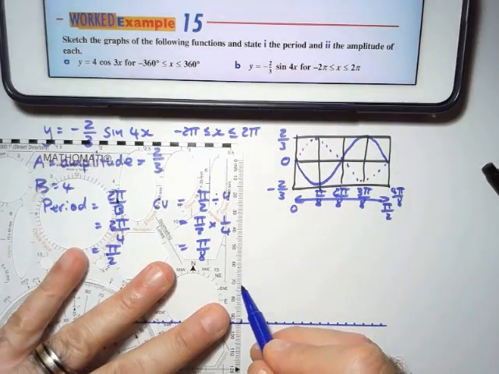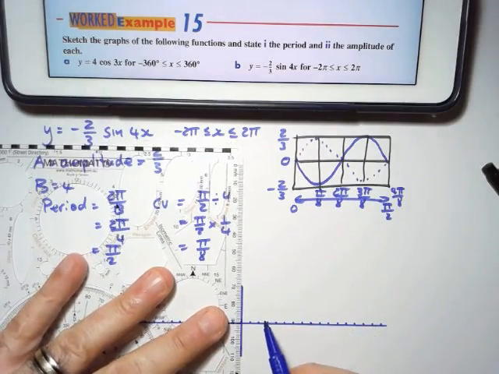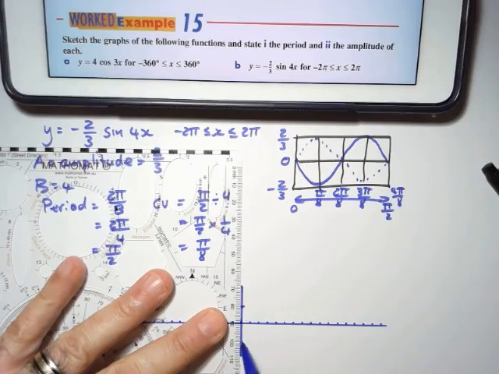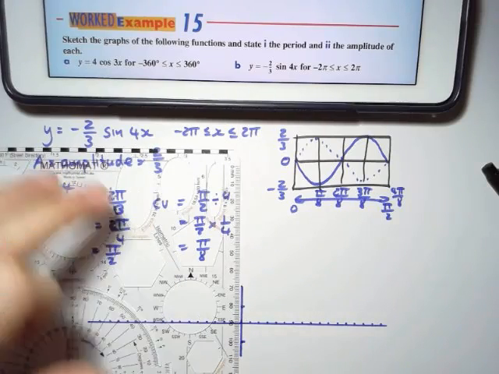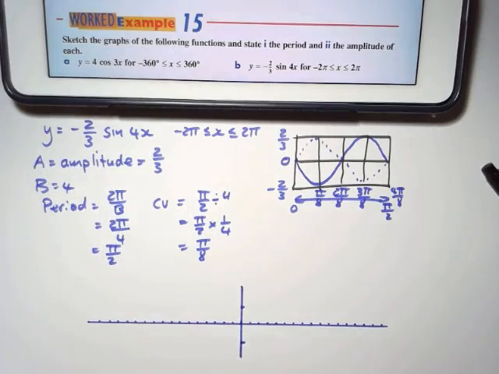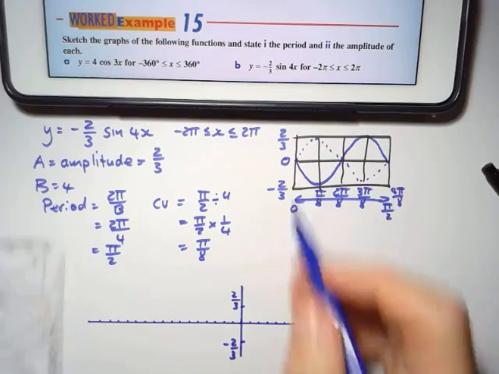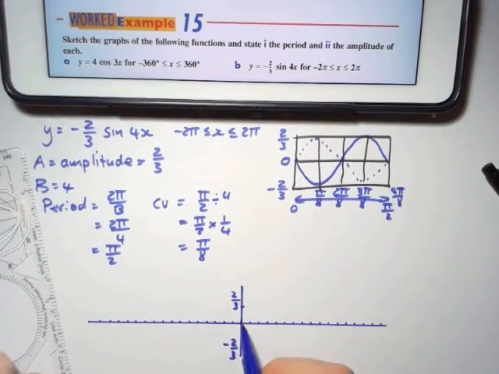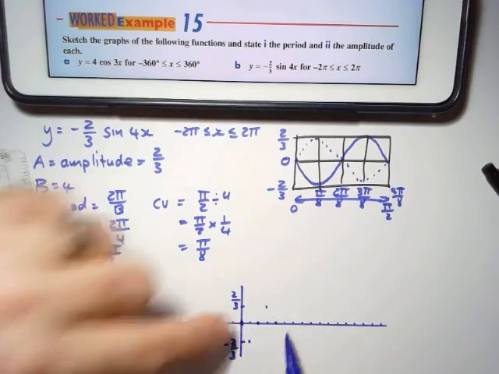This is my y-axis. I'm going to keep it pretty small. I'm just going to say that's 1, and that's 2. That's 1 centimeter, that's 1 centimeter. So this will be 2 over 3, and this will be negative 2 over 3. My sine graph starts at 0. According to this, it starts at 0. My first important point here, it's turning, then it's coming back, then it's turning, then it's finishing. Then the next one is turning.